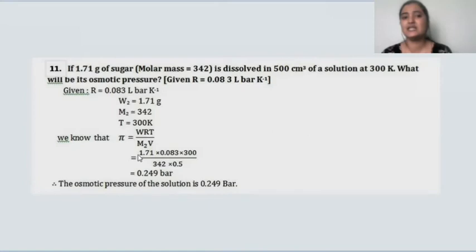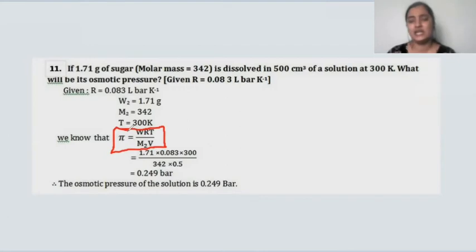Here there is a problem regarding osmotic pressure. If you consider the formula, the osmotic pressure has a formula that is pi is equal to WRT divided by M2 into V. What is this indicating? This pi represents the osmotic pressure of the solution. And this W is the mass of the solute. The mass of the solute we represent by writing W.